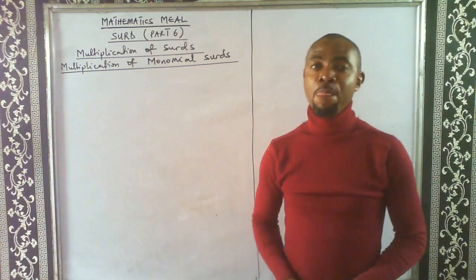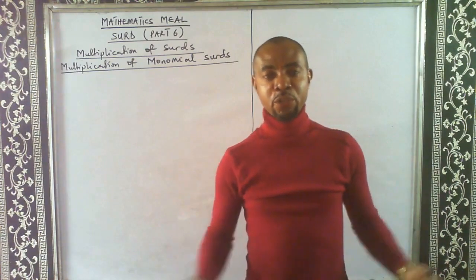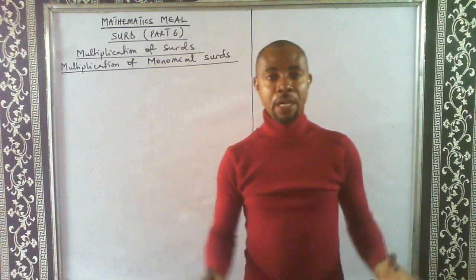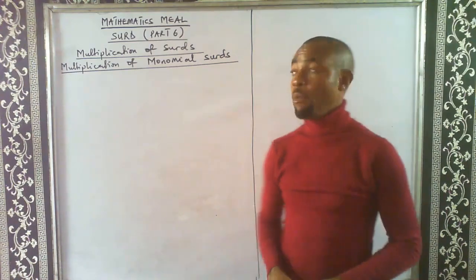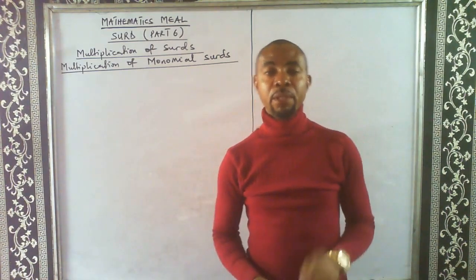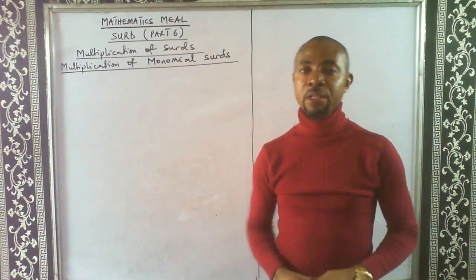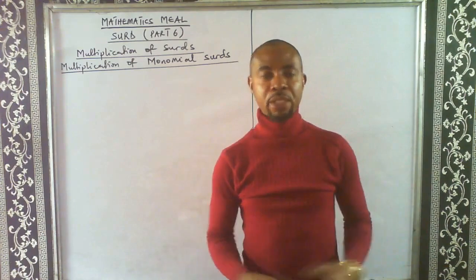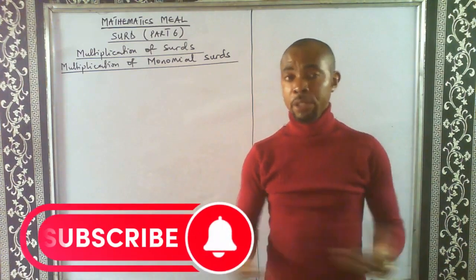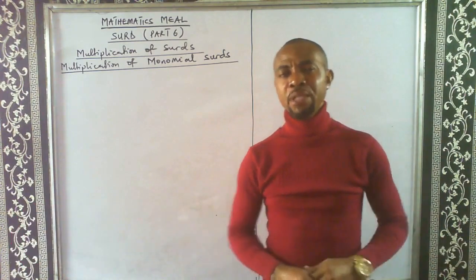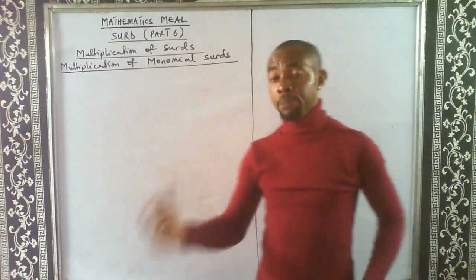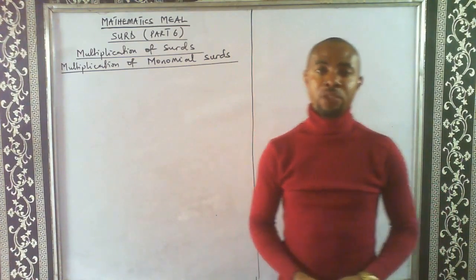Today on Mathematics Meal, we want to consider part 6 of what? Surds. And in part 6 of surds, we'll be looking at multiplication of surds. Precisely, we'll be looking at multiplication of monomial surds. You'll remember that when we started surds, we said that surds can be monomial or what? Binomial. So in this aspect of multiplication of surds, our business will be on multiplication of monomial surds.